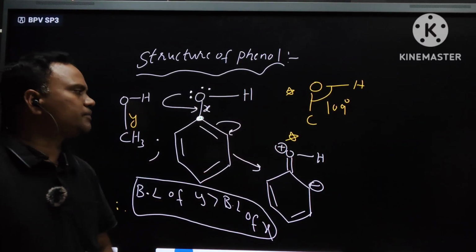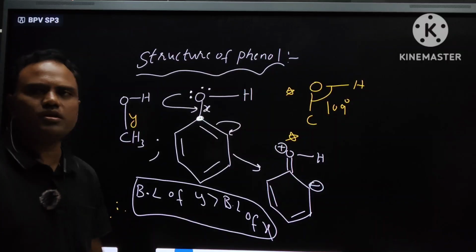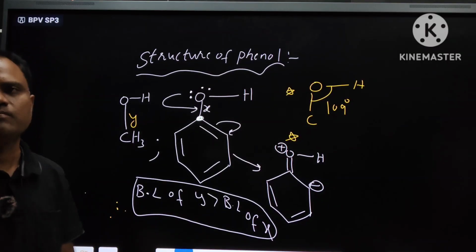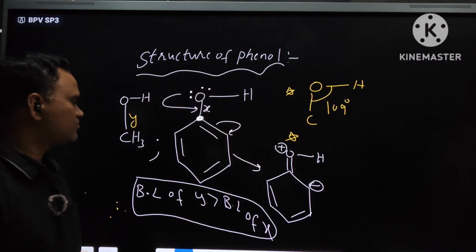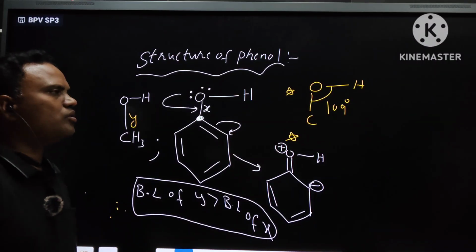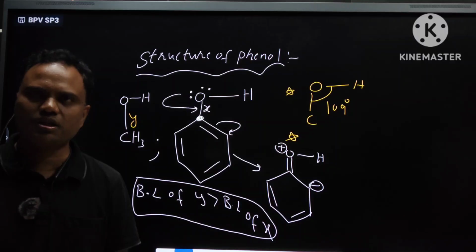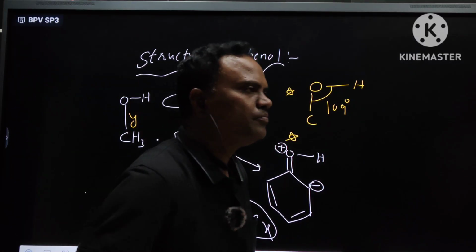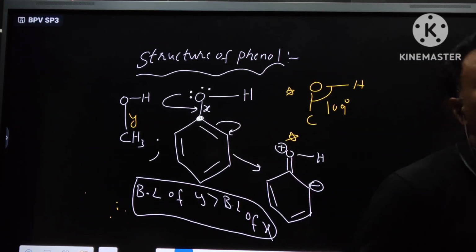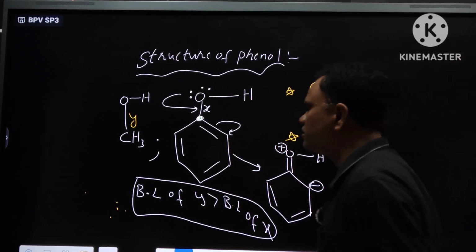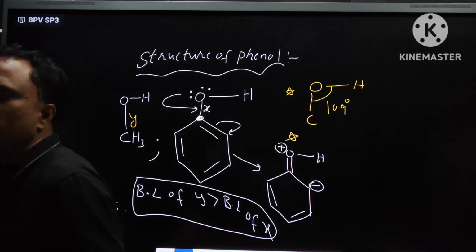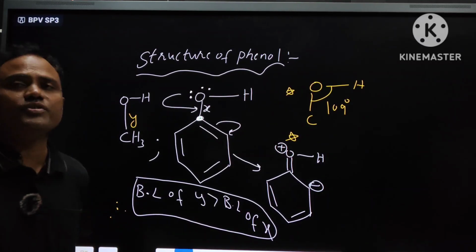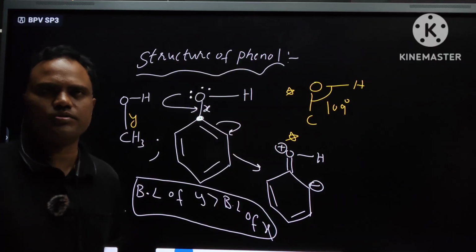So bond angle is given to you and bond length comparisons are given to you. Carbon oxygen bond length in alcohol is greater than carbon oxygen bond length in phenol. That is the final conclusion. The length between carbon and oxygen in alcohol is greater than that in phenol due to resonance. Resonance means shifting of pi electrons or non-bonding electrons. Okay.